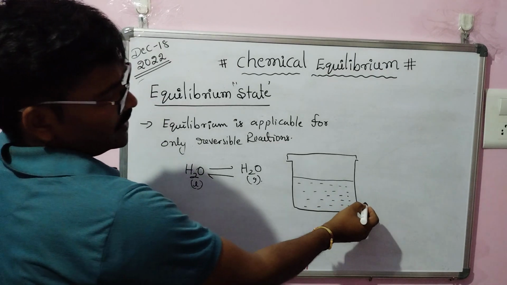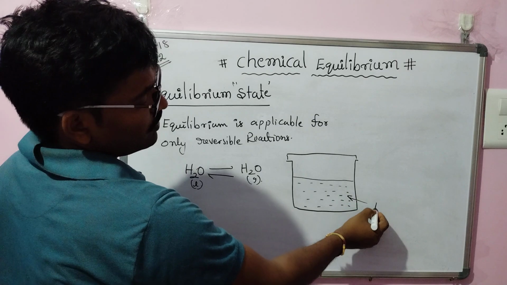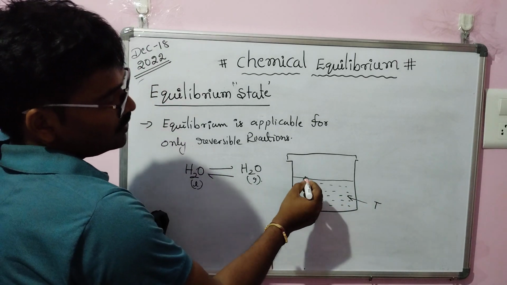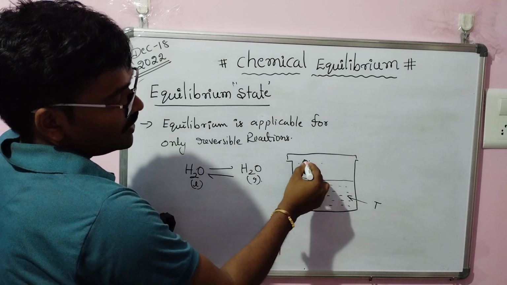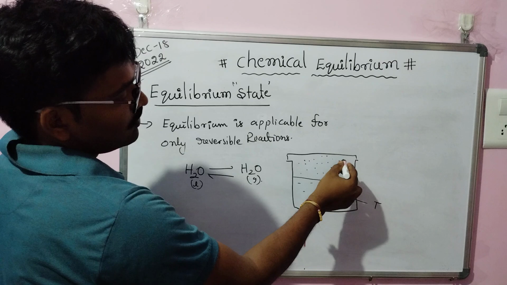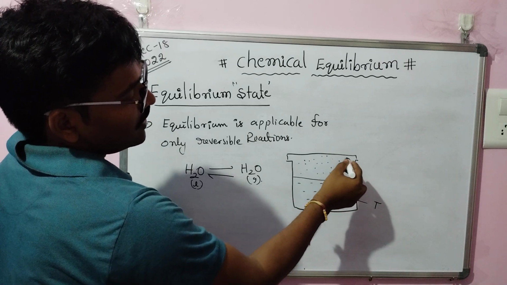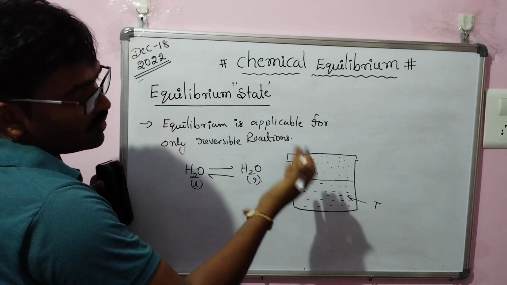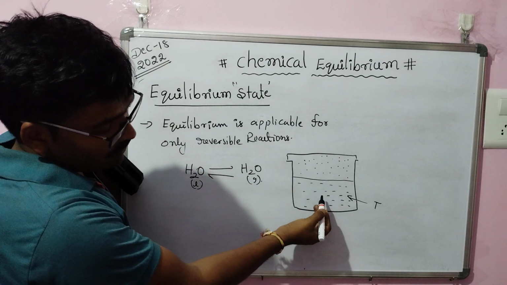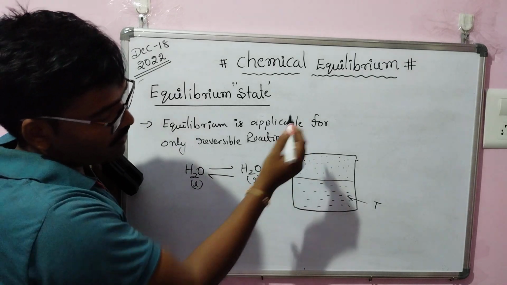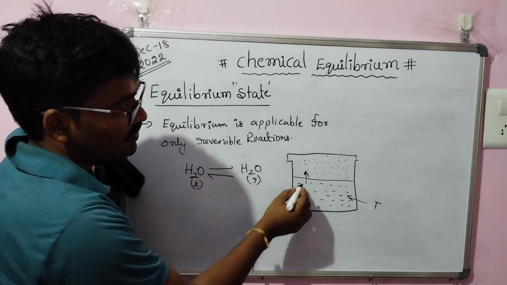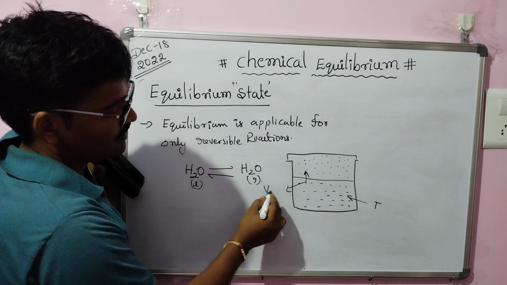Now, when heat is absorbed from the surroundings or atmosphere, liquid particles can be converted into vapor particles. The number of vapor particles increases. So liquid is converted into vapor. What is taking place? Vaporization is taking place.